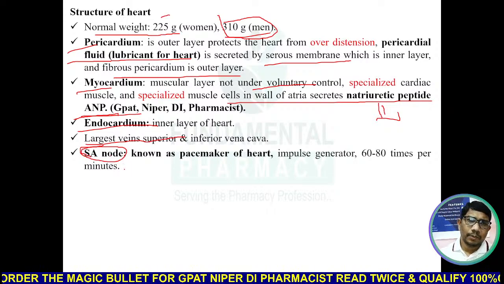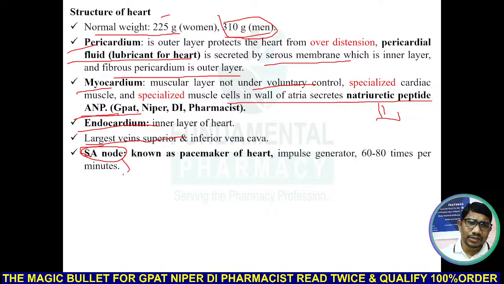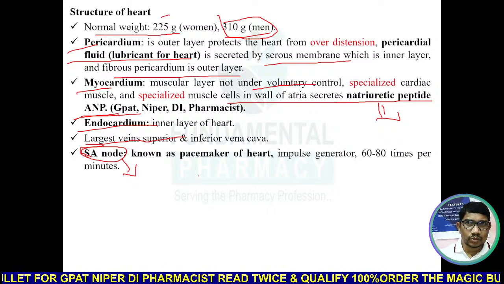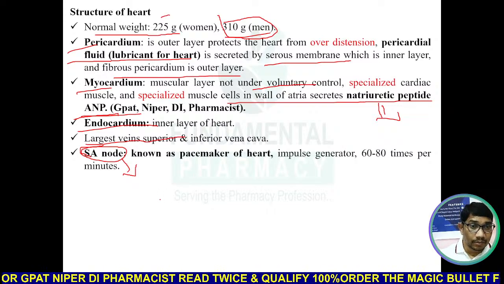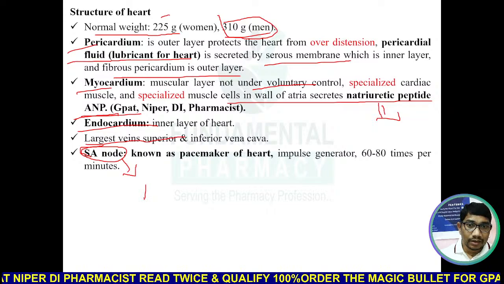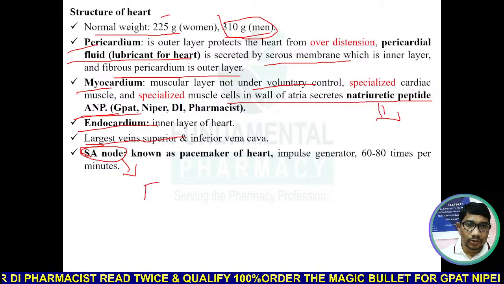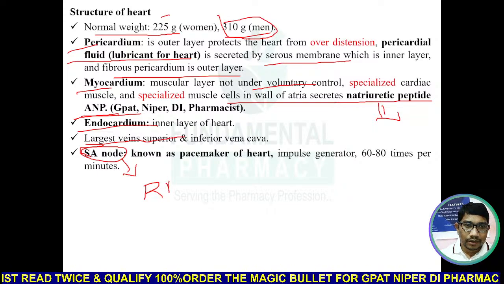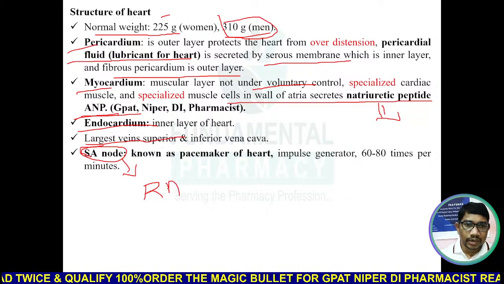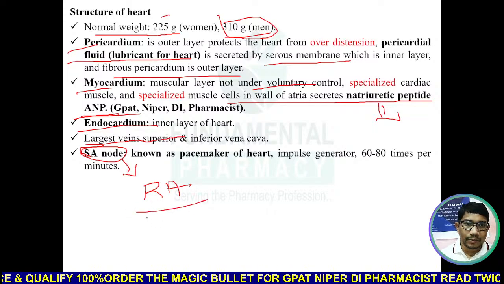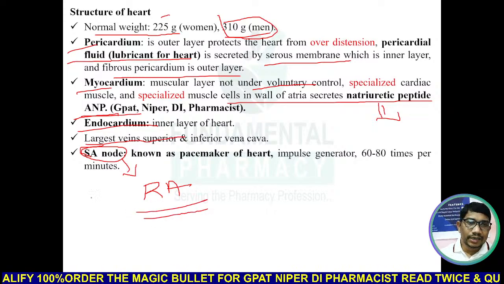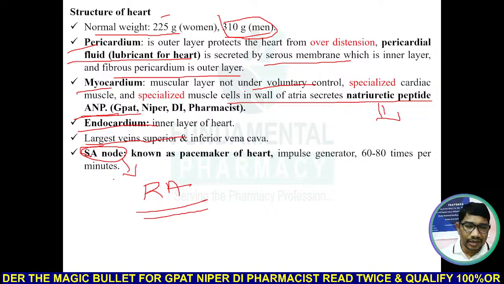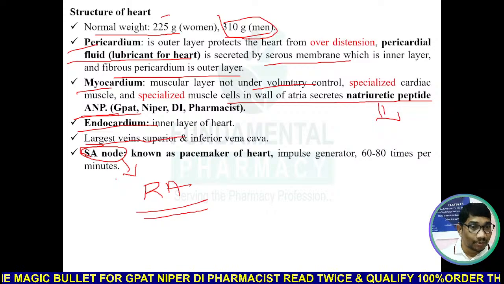So a particular group of cells is present just to the right atrium. Right atrium जो होता है हार्ट का, the right atrium of your heart has some other non-contractile cells. In the right atrium of your heart you have a collection of cells which are electrically unstable. They have a capacity to generate the impulse.